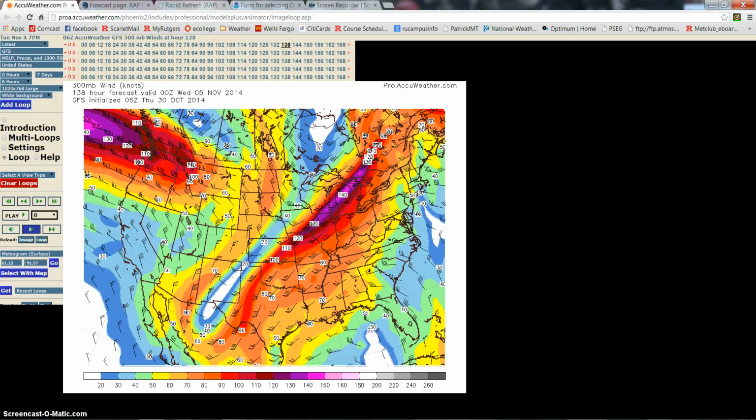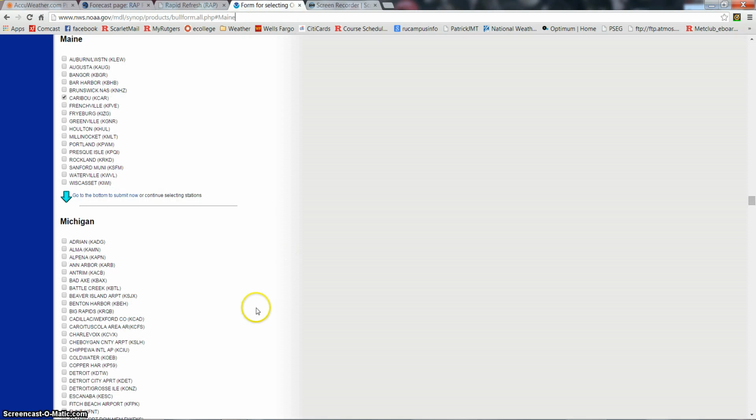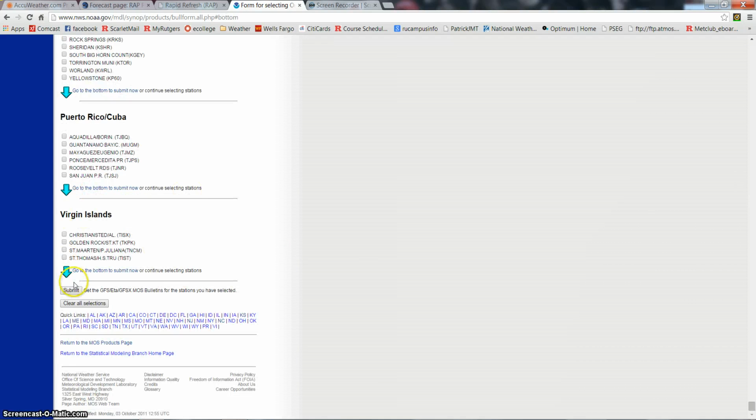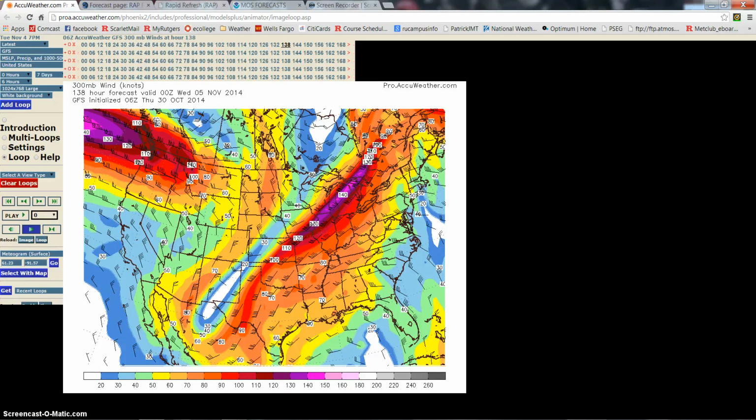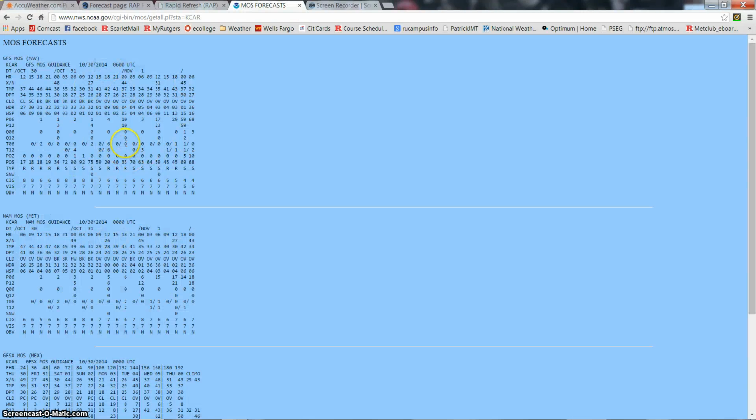Another thing we can look at is called Model Output Statistics, or MOS, as we refer to it. You can just Google search National Weather Service MOS. This is the URL up here. You can see I've selected Caribou, Maine. That's a city that I'm forecasting for in a challenge right now with the meteorology department. If I click Submit, you can see I get all this text data. This is basically just numerical output of the map that we just looked at over here. It's the same stuff, this is just the numbers. And this allows us to closely see what they're forecasting.